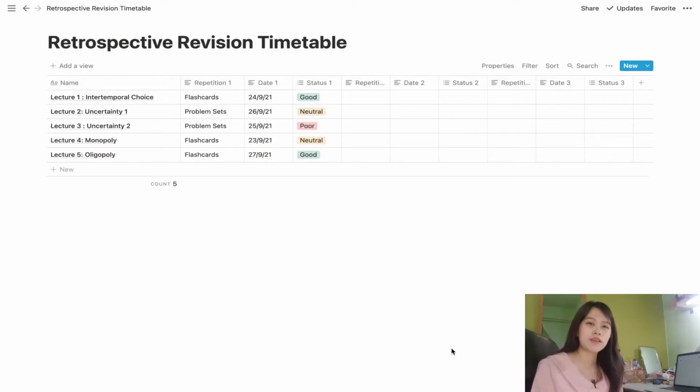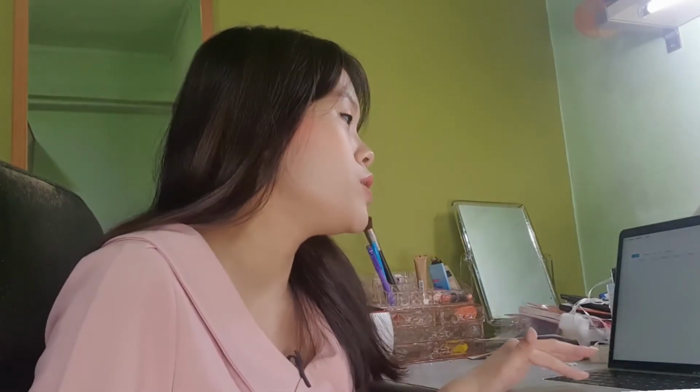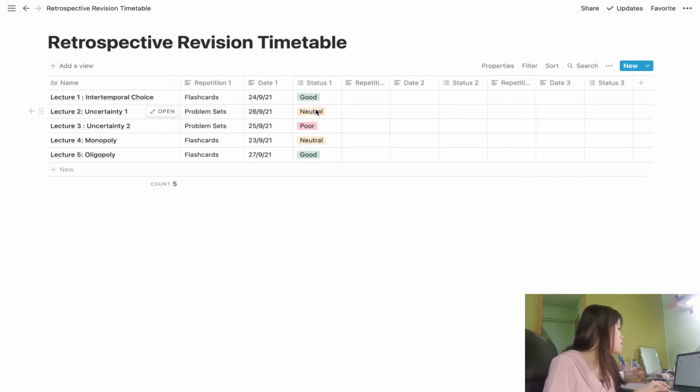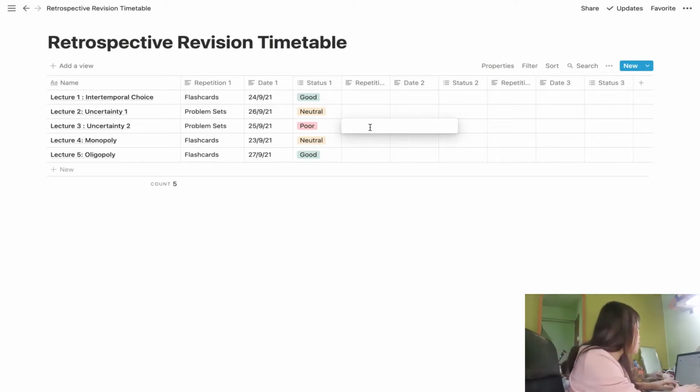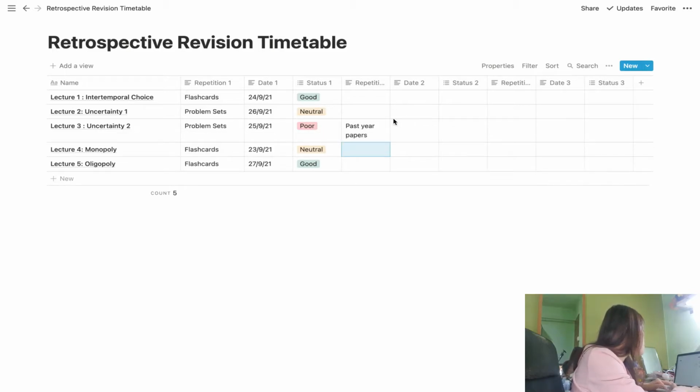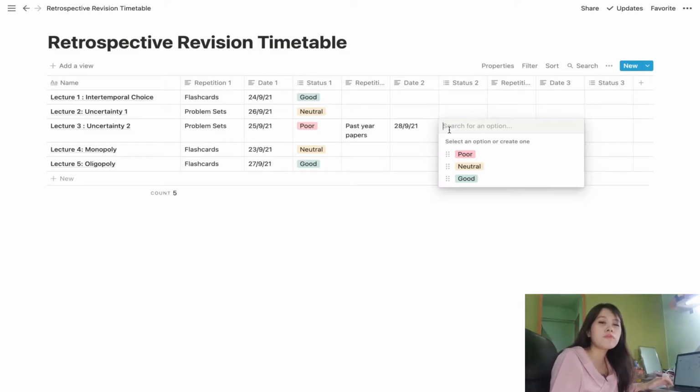So fast forward time and you have finished your first revision for all the chapters. Moving forward, the next step would be to look at all the status and then place your focus on the chapter which you had a porous understanding of. So looking at this, I will place my focus on Lecture 3 Uncertainty 2, and maybe now I do some past year papers to see how the exam questions are like. So I indicate here problem set, past year papers, and the date. And maybe after doing past year papers, I find that hey, maybe it wasn't that hard, right? And now it has turned neutral.